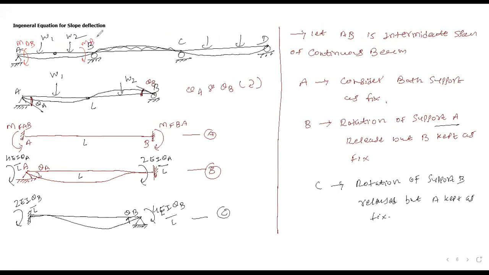Now I am not considering any sign convention here. I am mentioning random values, random signs: MBA, MBC, MCB, MCD, and MDC. Yes or no? So we are interested in calculating the general equation of the moment at a particular junction.